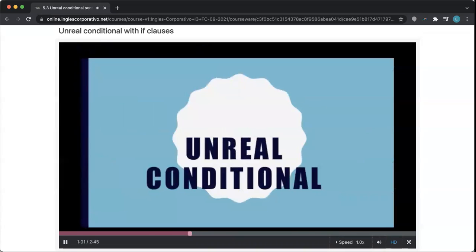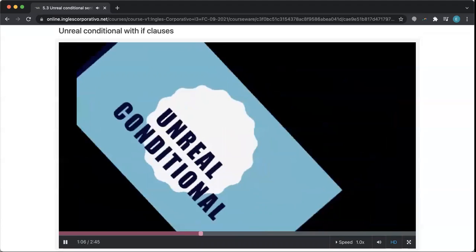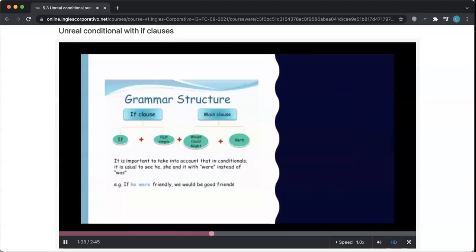This is what unreal conditional is about. Unreal conditional describes imaginary situations. Let's begin with the structure of it. An unreal conditional is made out of two clauses, the if clause and the main clause. Let's work first on the if clause. This one is formed with if plus a past simple verb. Let's move on to the main clause. In this part, we may use would, could, or might plus a verb in simple present.